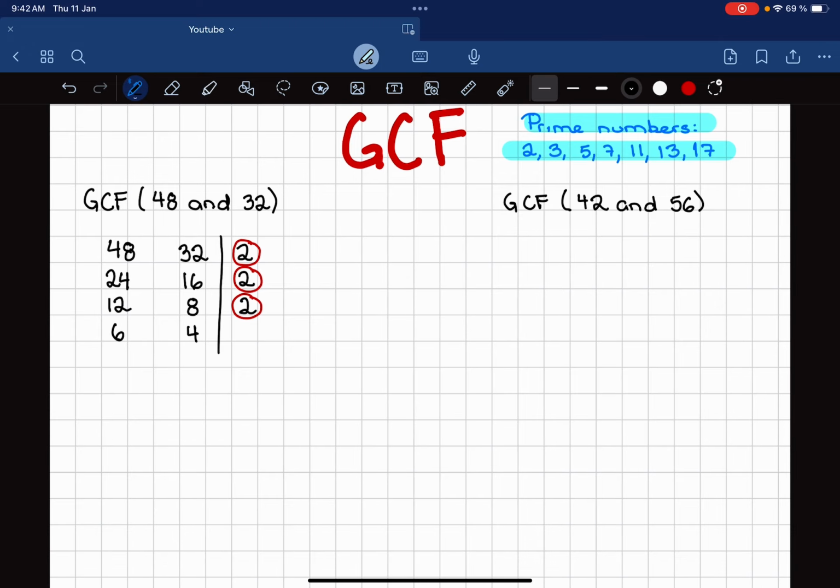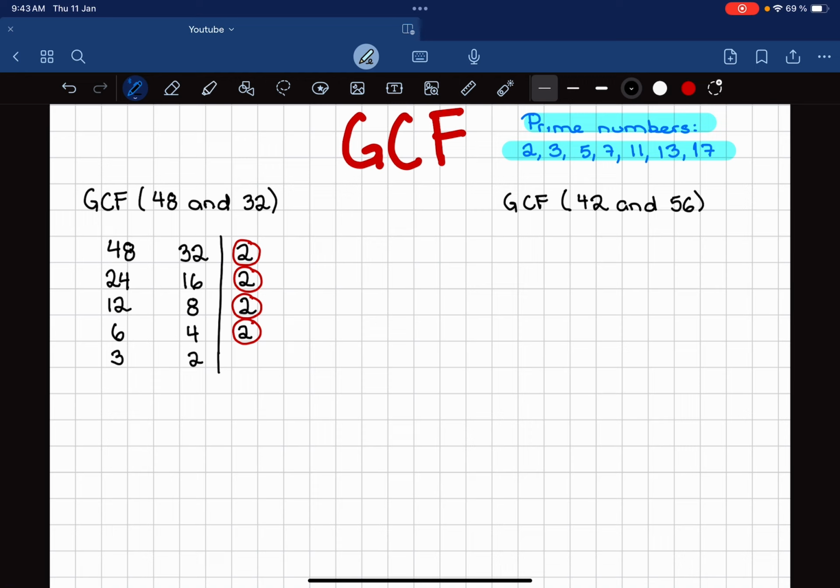Is any of those two numbers divisible by 2? Yes, we put the 2 here. And as it's both of them, once again, we circle it. Remember, we only circle the number if both numbers are divisible by that number. So 6 and 4. 6 divided by 2 is 3. 4 divided by 2 is 2.